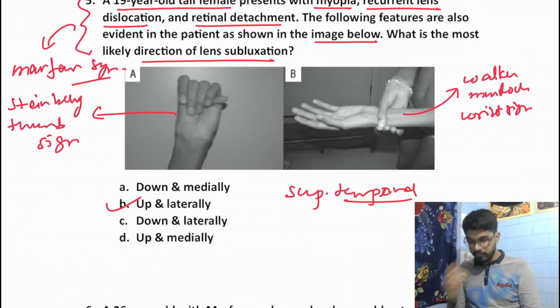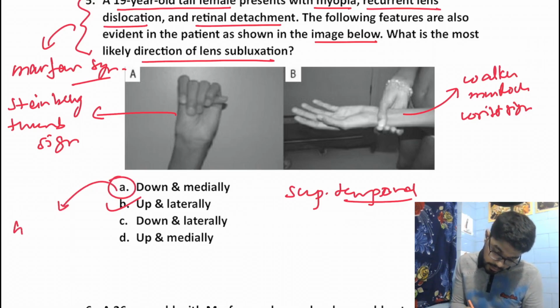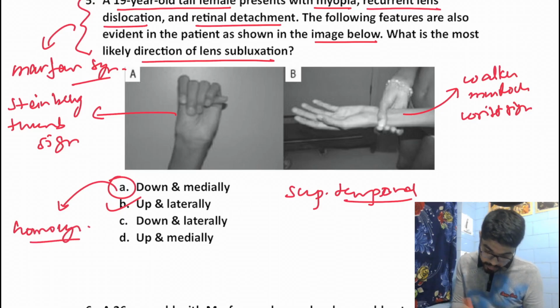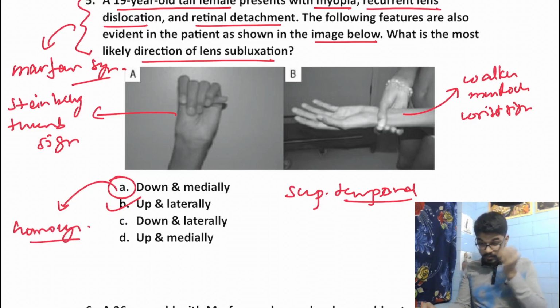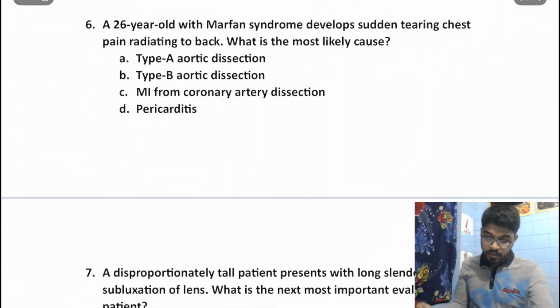There is a strong differential which is homocystinuria, where we get inferonasal displacement, which is downwards and medially. Right? We would get downwards and medial displacement in homocystinuria, which is a differential for Marfan. Okay. Moving on to the next question.